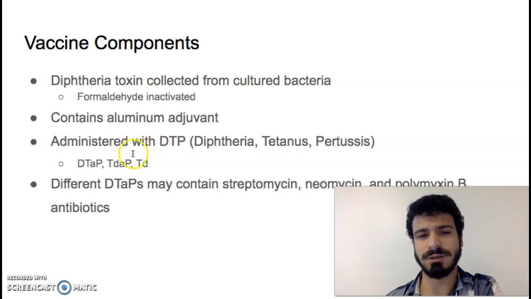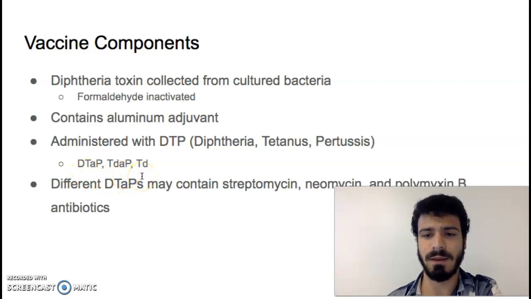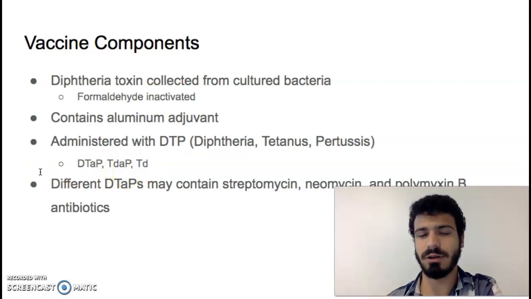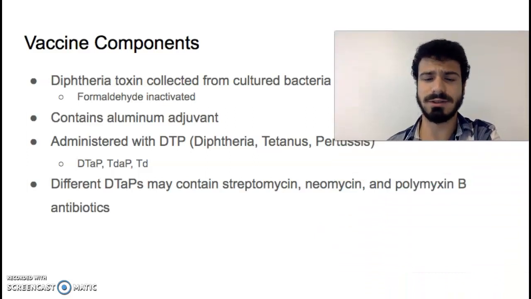So there are variations on that. There's the DTaP, the Tdap, and Td. The lowercase letters just indicate a smaller dose of that particular component. So the lowercase d indicates a smaller dose of the diphtheria component. And different DTaPs may contain various antibiotics such as streptomycin, neomycin, and polymyxin B.